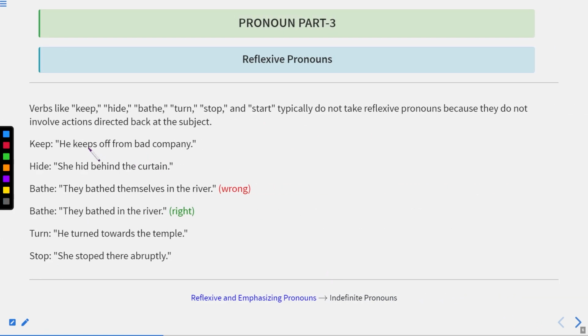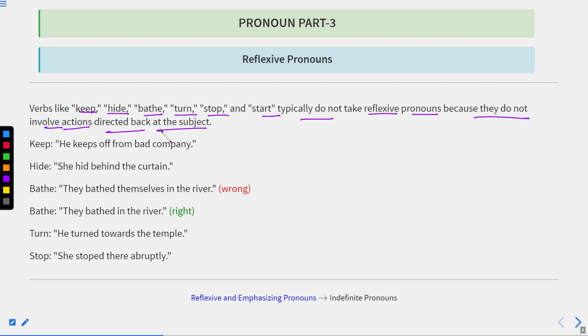So here we have some examples. All these are intransitive verbs, or verbs which can be used in both manners, transitive or intransitive. Verbs like keep, hide, bathe, turn, stop, start. These verbs behave like transitive as well as intransitive. They typically do not take reflexive pronouns because they do not involve actions directed back at the subject.